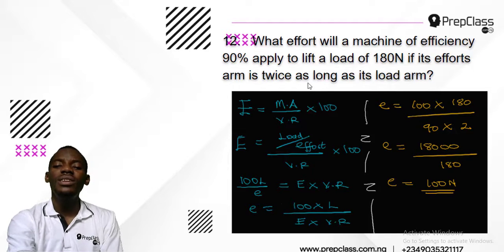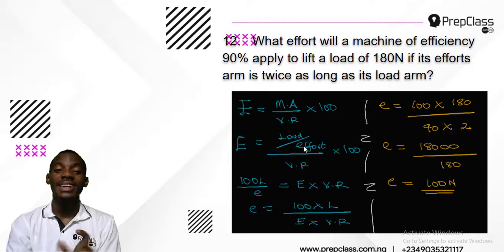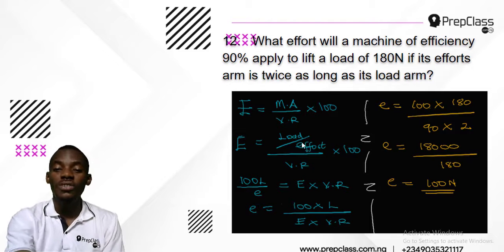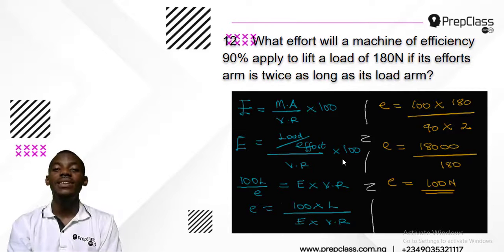But the question didn't ask for mechanical advantage. It said what effort. In this formula, there is no effort, but mechanical advantage can be broken down into load over effort, and there lies the effort. So it will become efficiency equals, instead of MA, load over effort over VR times 100. Now, the next step is to find the effort.